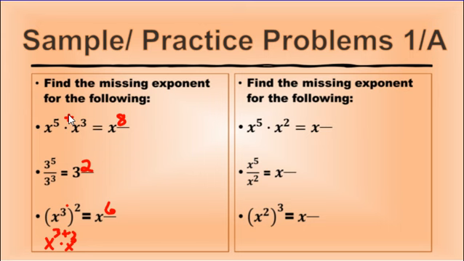Next one, find these missing exponents. So x to the 5th times x squared would be x to the 7th. I'm just adding the exponents. x to the 5th divided by x squared, I'm subtracting, so it'd be x cubed. Then x squared to the 3rd power would be x to the 6th power. That's the same thing as saying x squared times x squared times x squared. And then since we're multiplying all those, you just add. So 2 plus 2 plus 2 gives you your 6.